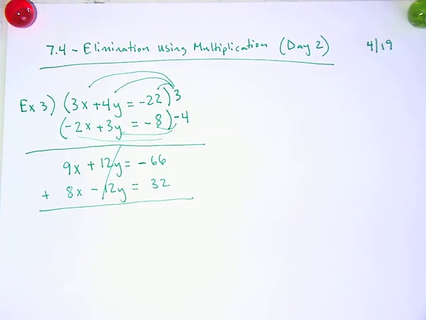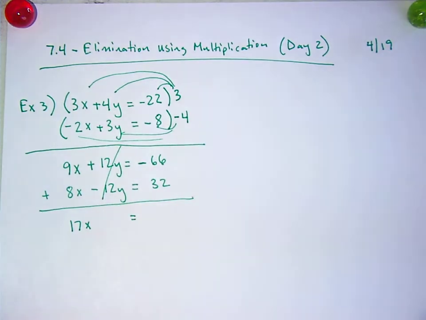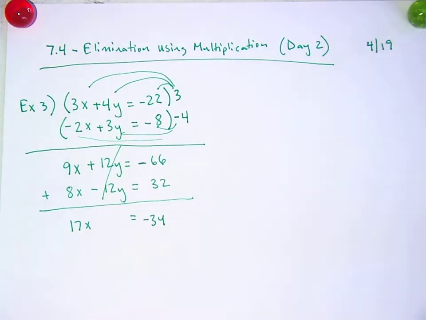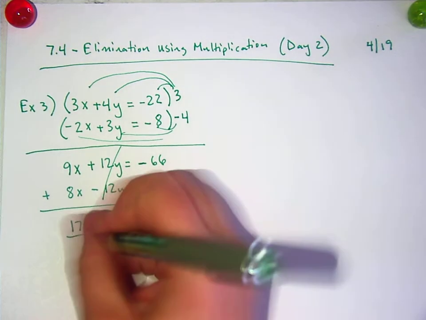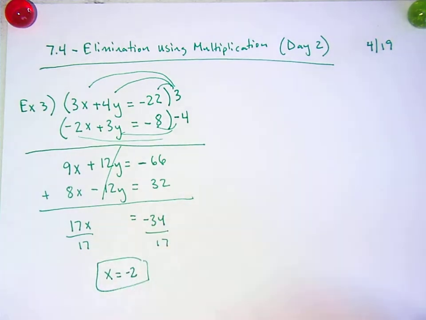What is 9 plus 8? 17x equals 32 plus a negative 66. Okay, and then what do I do? Yeah. Divide by 17 on both sides, so I get x equals negative 2. All right, now what do you think we should do? Yep, substitute the negative 2 into one of the first 2 equations. So go ahead and try that right now.